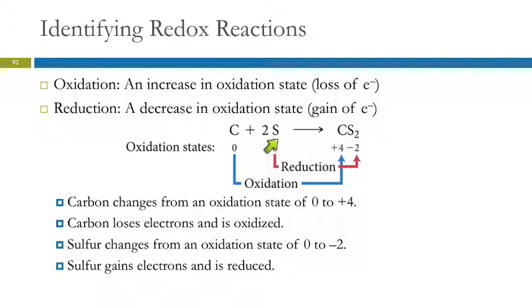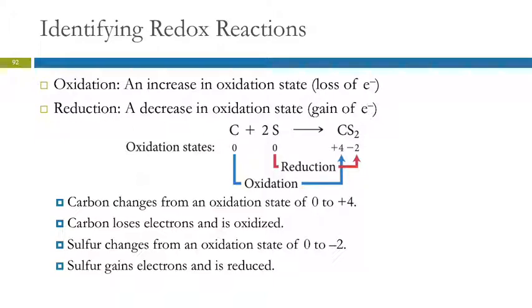The sulfur went from 0 to -2. Its oxidation state was reduced. It was decreased. It went down. That's a reduction. So you can look at the oxidation states. If it goes up, it's oxidation. If it goes down, it's reduction. Reduction means to make something lower.